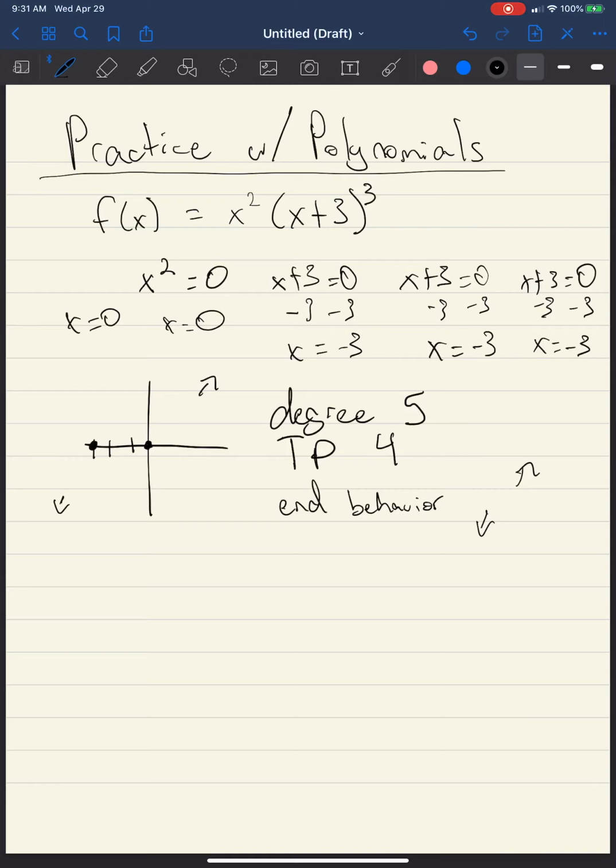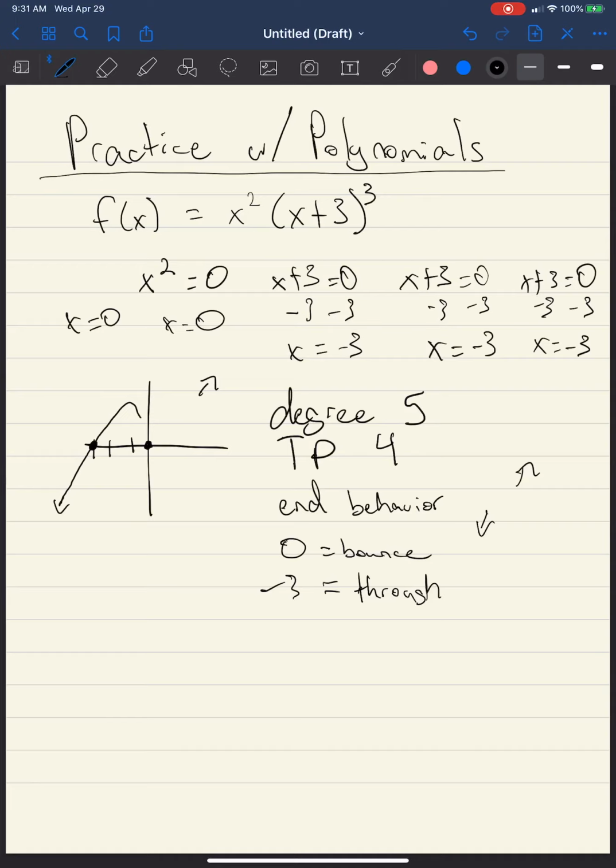Now what we have to do is look at our x-intercepts. We have x equals 0. 0 happens twice, so that means we're going to bounce at 0. And at negative 3, it's 1, 2, 3 times. That is an odd number, so it's going to go through. Again, this is all just a rough sketch. So I'm going to go through negative 3.